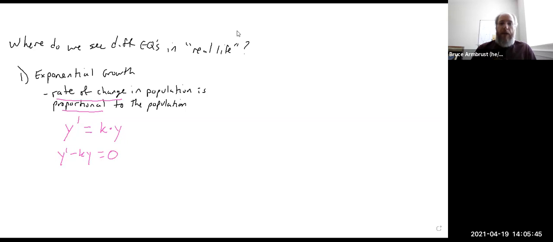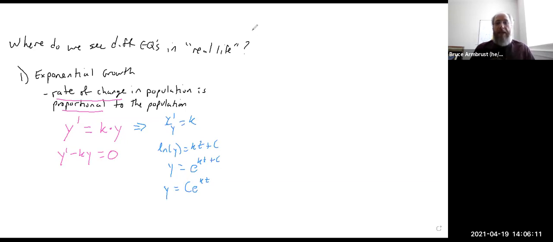If we were to separate it, right over here you get y prime over y equals k. You integrate, you get natural log of y equals kt plus c. So y equals e to the kt plus c. That plus c as an exponent can come out front as a multiple c. And so if we separate it, we get y equals ce to the kt.